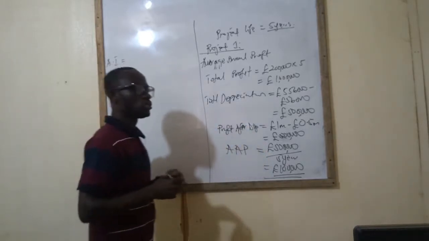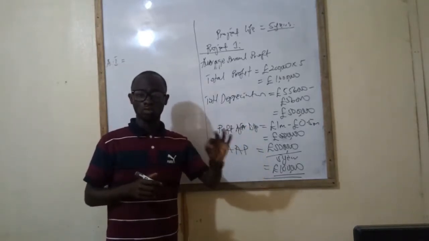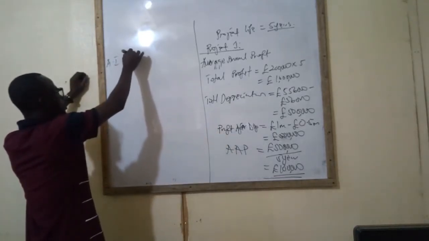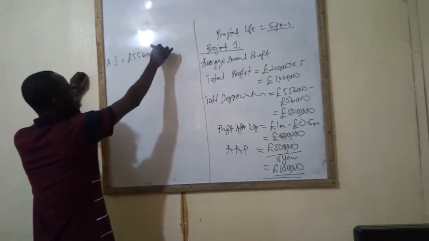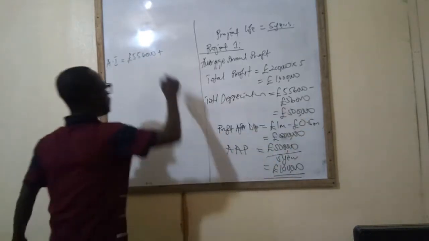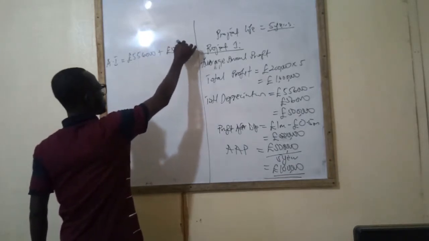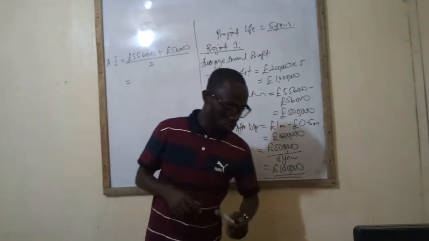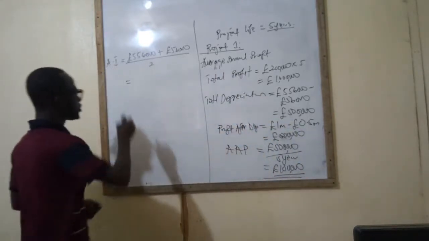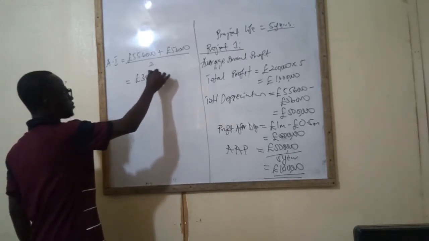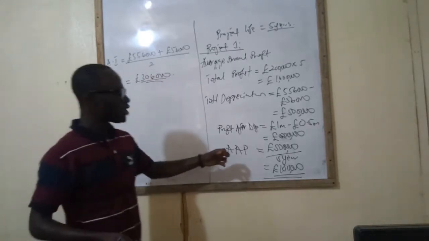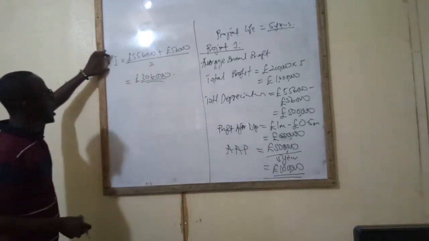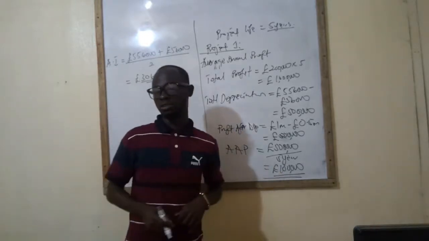Now, if we look at this question, we don't have working capital, but we have the cost of the machine and we have the scrap value of the machine. So we are told that the cost of the machine is £556,000, and then the scrap value is £56,000. So when we divide that by 2, our average investment is going to give us £306,000. So now we have our average annual profit after tax to be £100,000. Then we have our average investment to be £306,000.